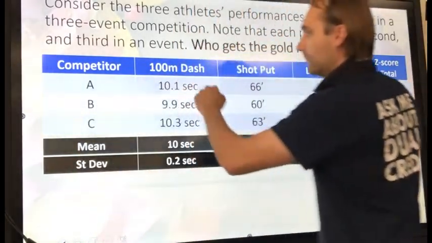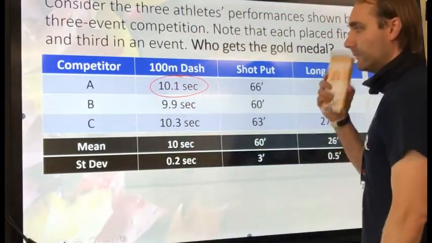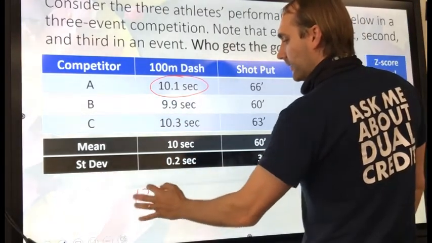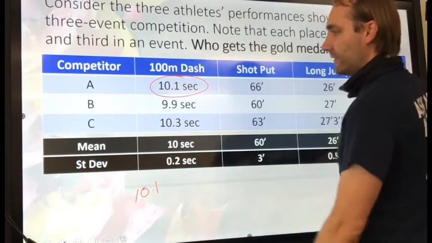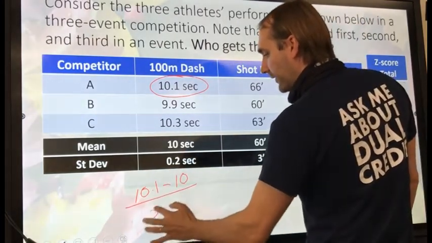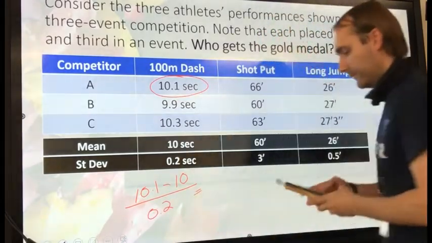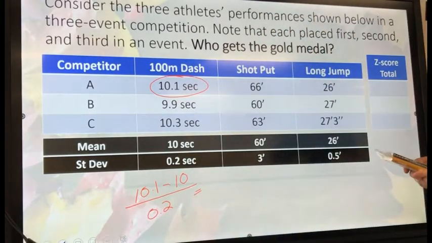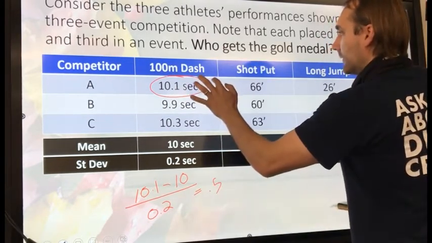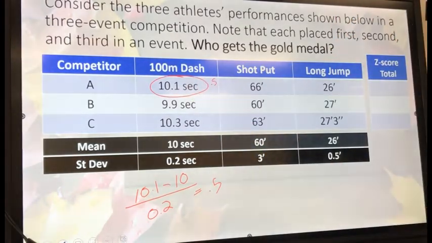So one by one, I'm going to do this one and then I'm going to do the rest just straight off the calculator. So competitor A had a 10.1 in the 100-meter dash. I'm going to subtract the mean of 10 and divide that by the standard deviation of 0.2. So 10.1 minus 10 divided by 0.2 is a 0.5 Z-score. So let me make note of that here.